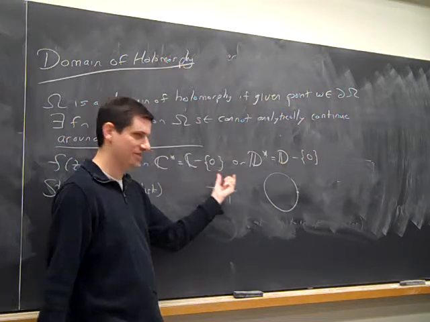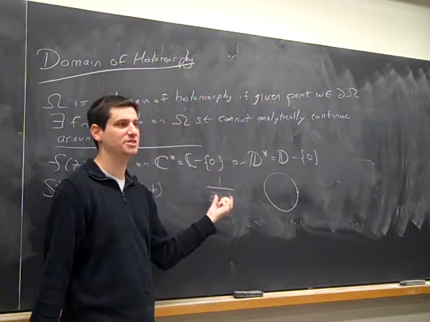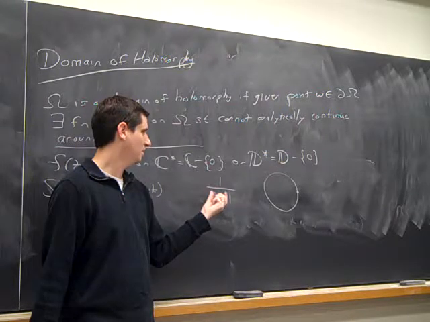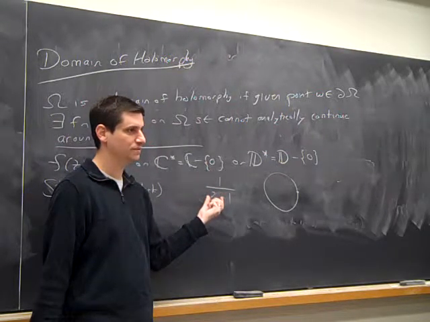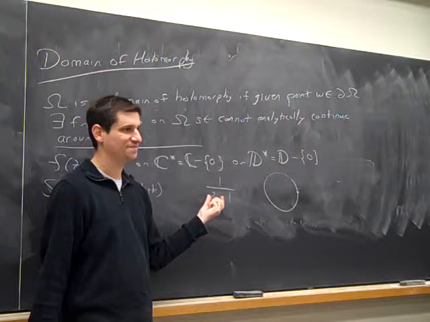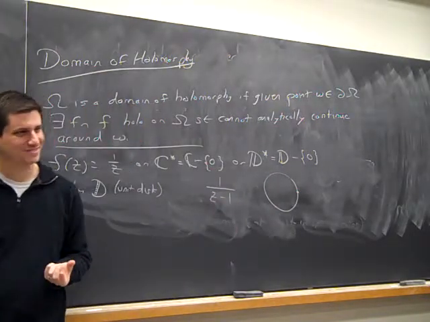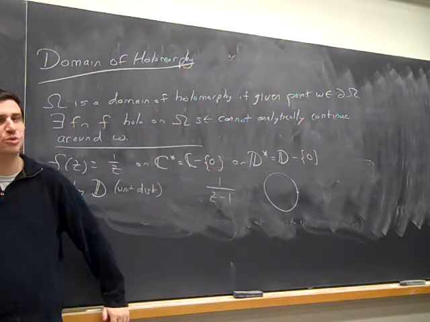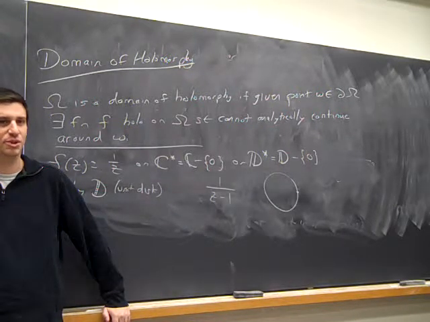I want a cousin of this. I've got 1 over z minus 1. Can you give me a cousin of this? 1 over z squared minus 1. Okay, that's taking a product. No products, no signs. What's something that's very close to 1 over z minus 1 that will have a problem on the boundary?